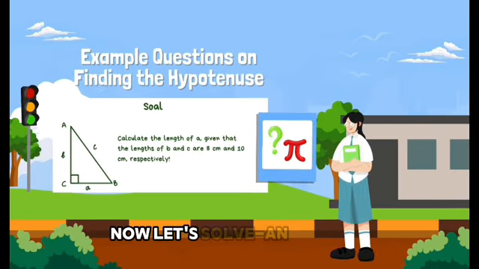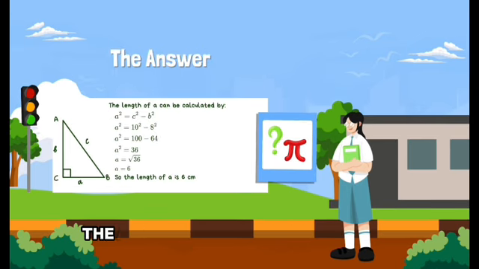Now, let's solve an example. The question is: calculate the length of a, given that the lengths of b and c are 8 cm and 10 cm respectively. The answer: we know that b equals 8 cm and c equals 10 cm. We want to find a. Using the formula a squared plus b squared equals c squared. Substitute the numbers: a squared plus 8 squared equals 10 squared.